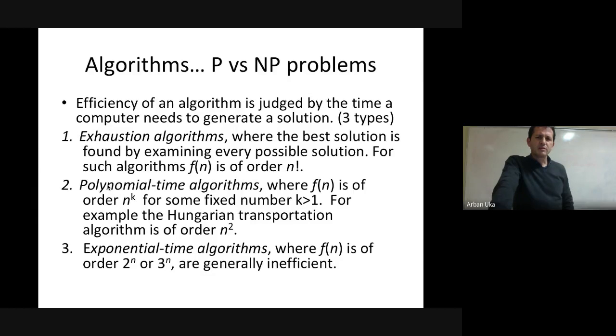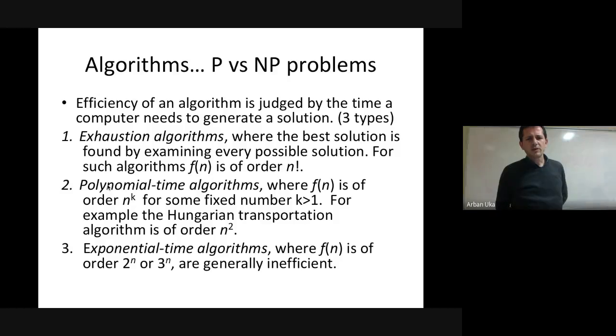They can be defined as P versus NP, and the algorithm can be defined as an exhaustion algorithm, where the best solution is found by examining every possible solution. So we do a brute force. We check all the options, and maybe we try to optimize what we were given. For these types of algorithms, the complexity can be n factorial.